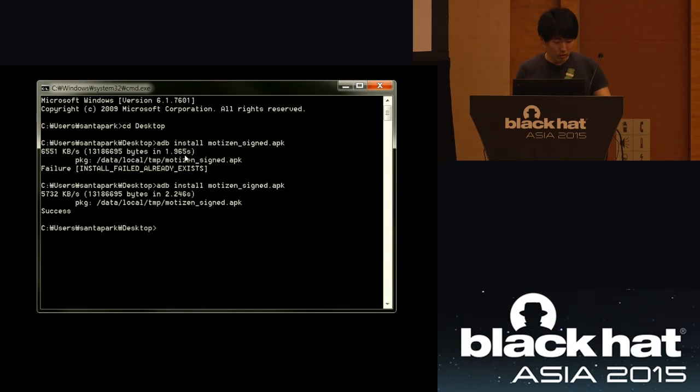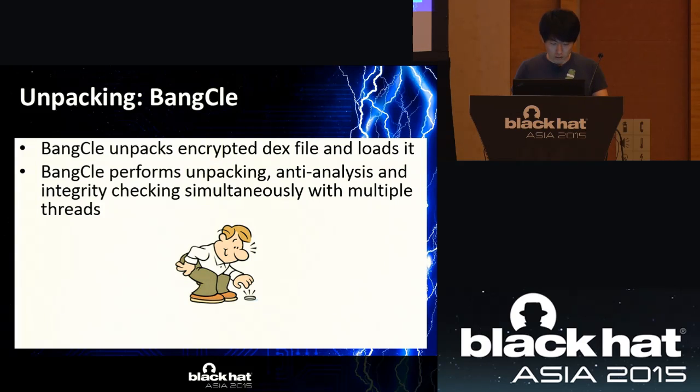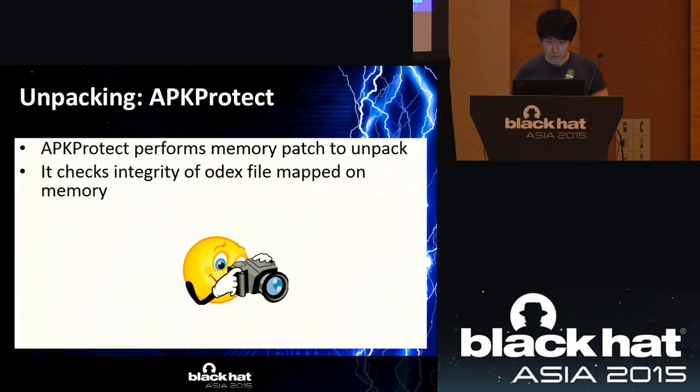Next is APKProtect. APKProtect patches encrypted code regions of the class's DEX image in memory to unpack. APKProtect checks the integrity of the optimized DEX image in memory, but we don't modify code in the process of repackaging. We just insert a debuggable flag into the Android manifest file in the APK file. So it's not a problem for us. I will show you.